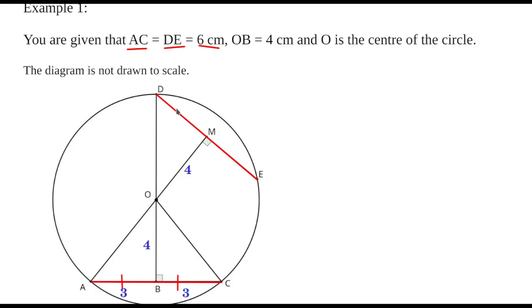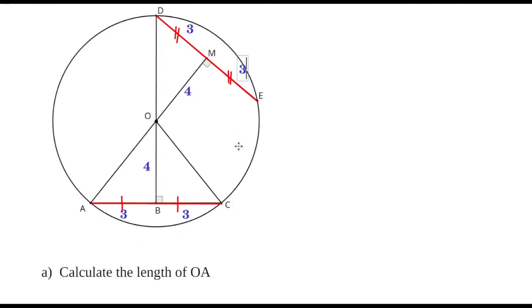Same story with DE. This guy is equal to that, because the line from the center perpendicular to a chord bisects the chord. So these two must be equal. So this one is 3 and this one is 3 units or centimeters. Now we've actually entered all the data we were given. Now let's go straight to the questions.